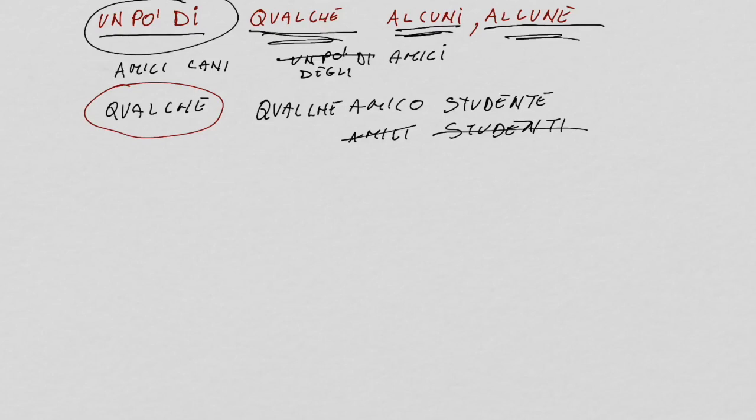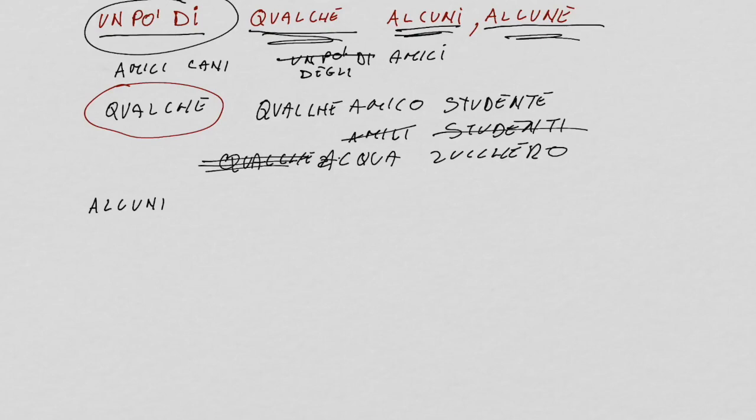Now, qualche can only indicate an unspecified number and never an unspecified quantity of something. Consequently, it is not used with uncountable nouns such as acqua or zucchero. You will never say qualche acqua or qualche zucchero. Never. It's impossible to use qualche with uncountable nouns. Now, let's see the last two words that we can use to express the partitive meaning.